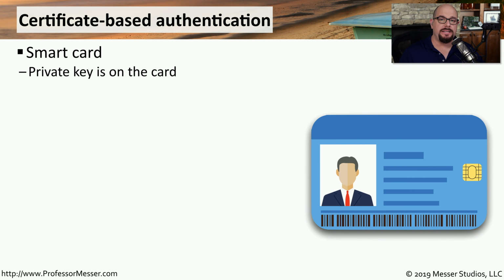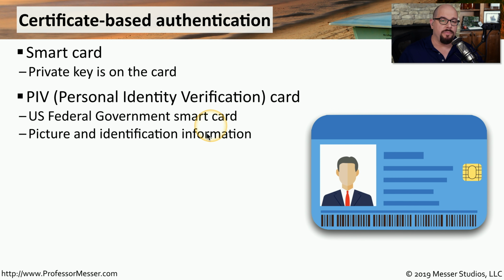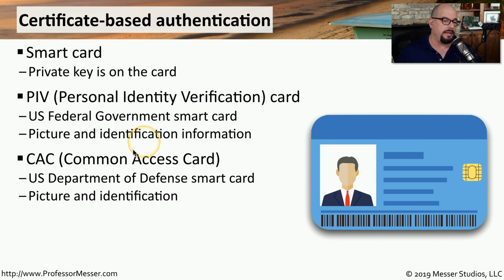Smart cards make it easy for an organization to manage access to the network based on a certificate that's on that smart card. If you work for the federal government, you may be assigned a smart card that is a PIV card. This is a personal identity verification card. And the Department of Defense in the United States uses a CAC card. This is a common access card.